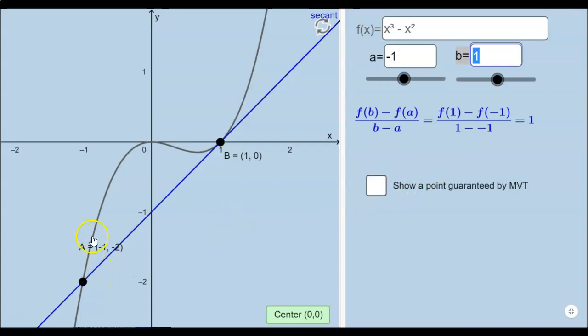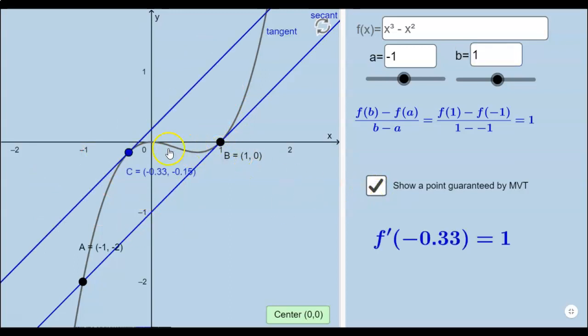Maybe you can even estimate it. Just start to think to yourself, where might there be a line that connects so that the slope of that line would be the same as the slope of this blue line right here. So when I press this, that special point is right over here, and that is at -0.33. So notice it says f derivative at -0.33 is equal to 1.